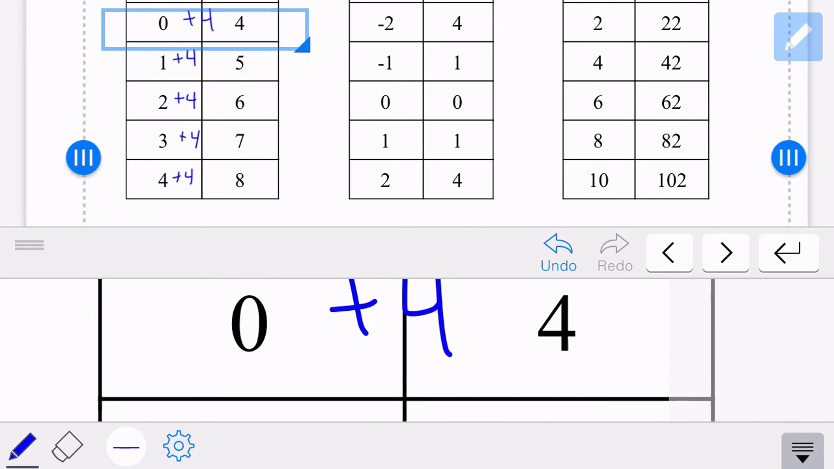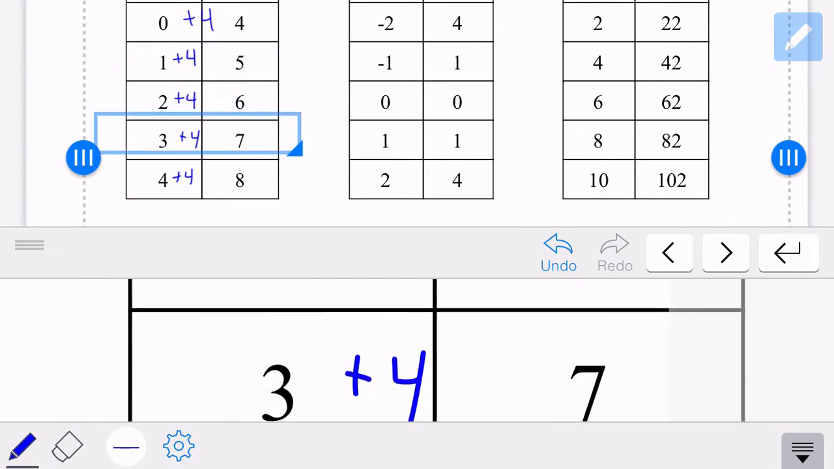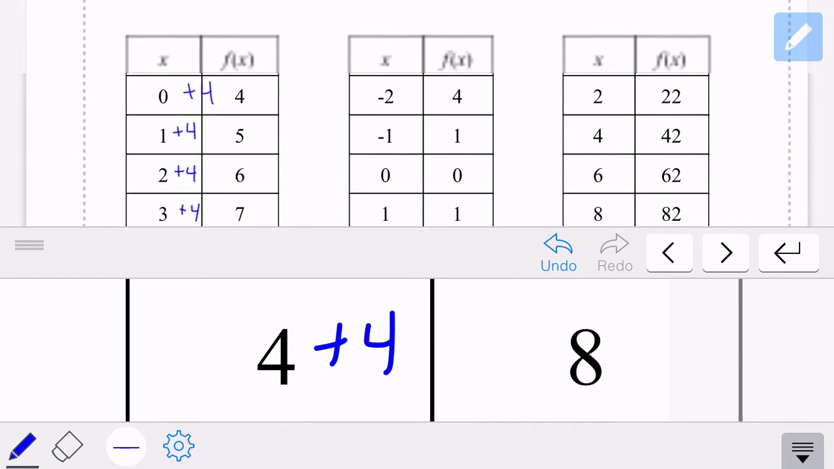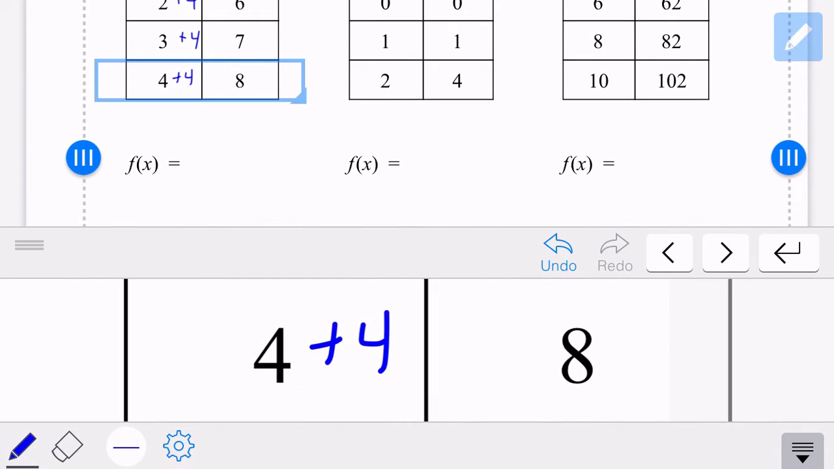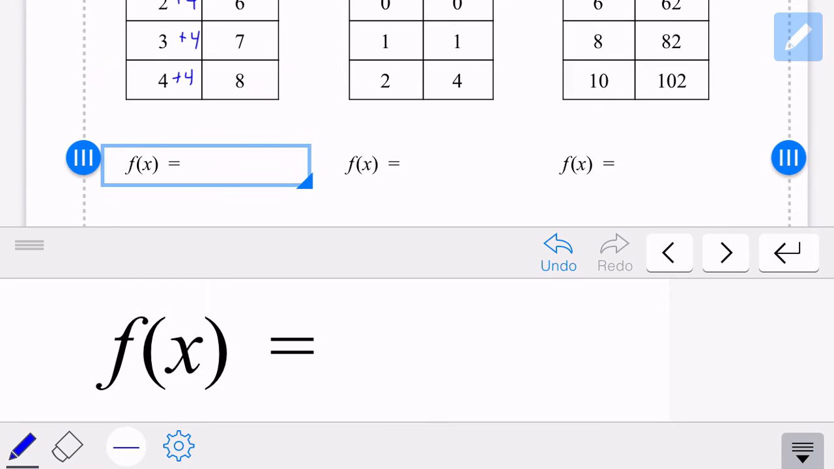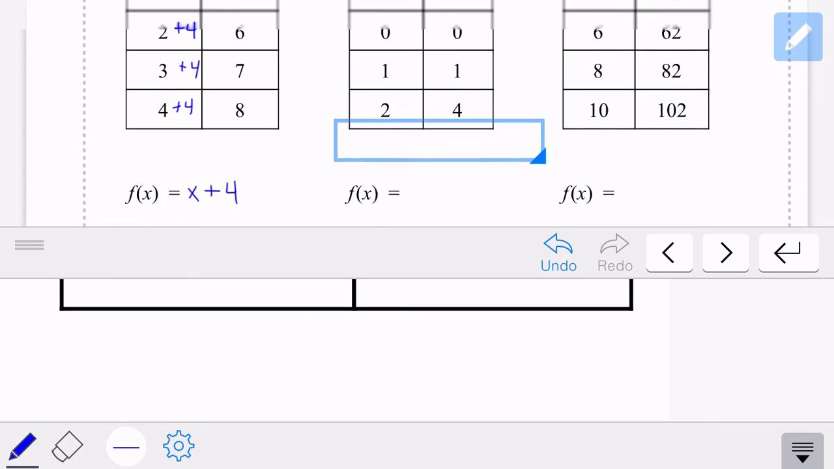All we need to do simply is add 4 to our input. So again, how would you write that as a function rule then? Well, if x is your input, we have that, and then we just want to add 4 to it. So your rule is simply x plus 4. All right, let's take a look at our next one here.